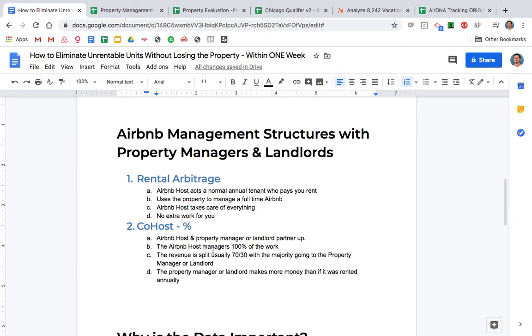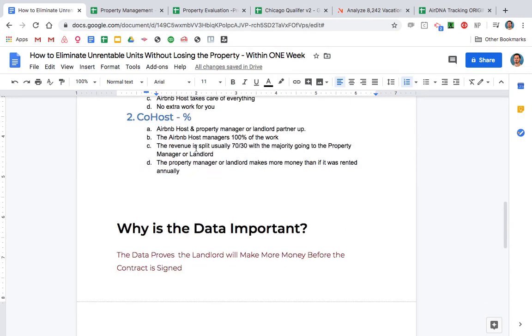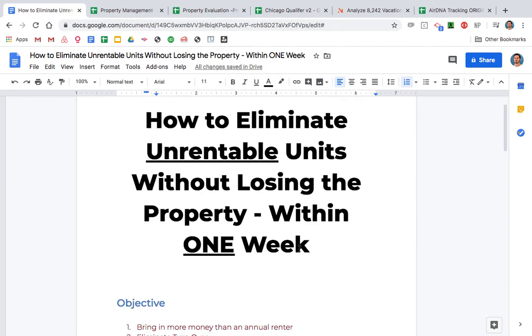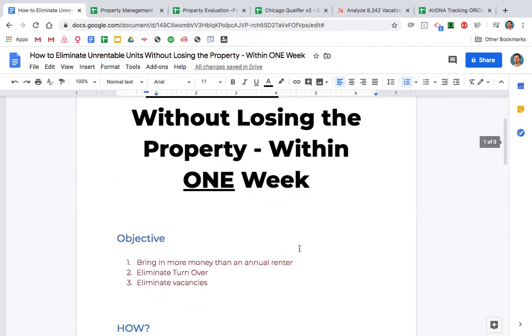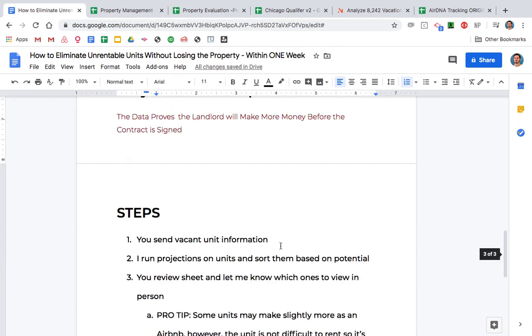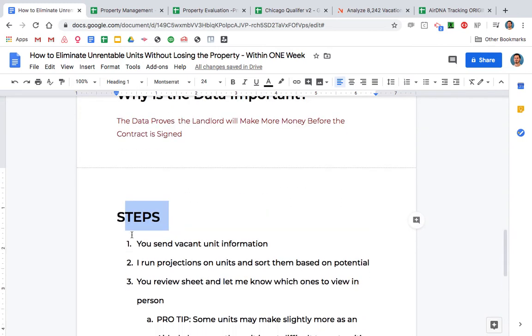Okay, and so that's what I'm going to be explaining, why this makes sense when you understand the data and why you can set this up and how this is going to get your unrentable unit making you more money in under a week. Okay, not necessarily more money in under a week, but it's going to be set up as a property in under a week and it's no longer going to be a losing property. Okay, first thing that we're going to do here is these are the steps. There's like 5 steps here, and I'm going to walk you through each one of them.